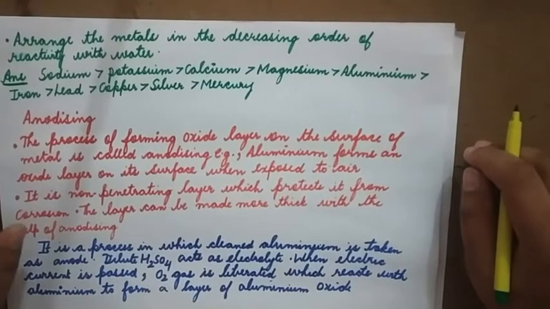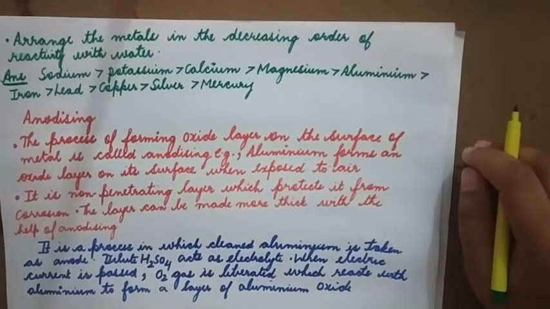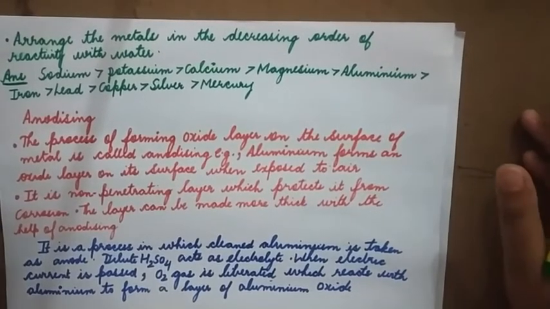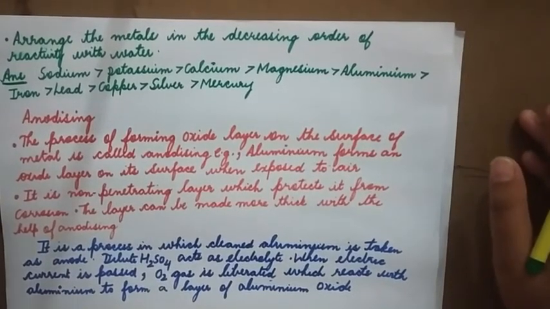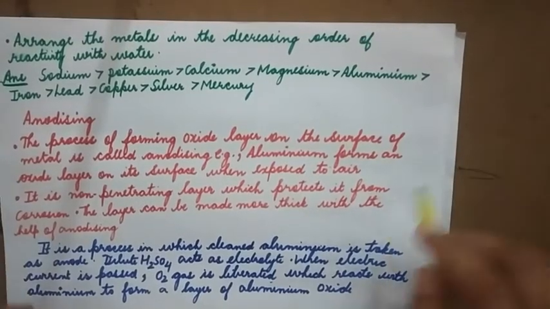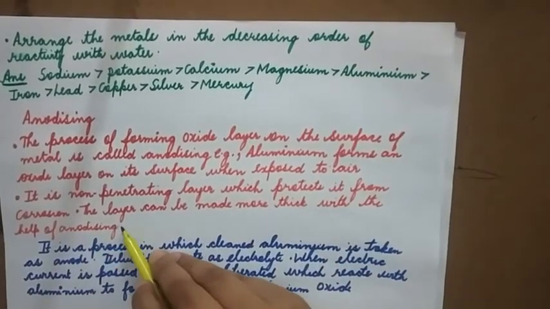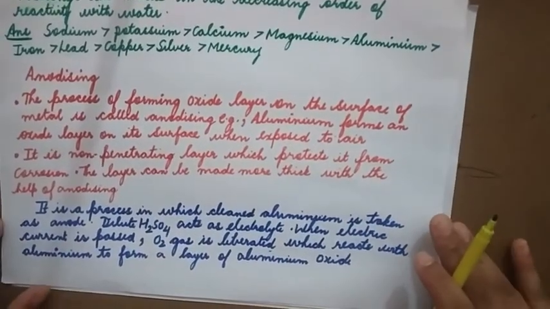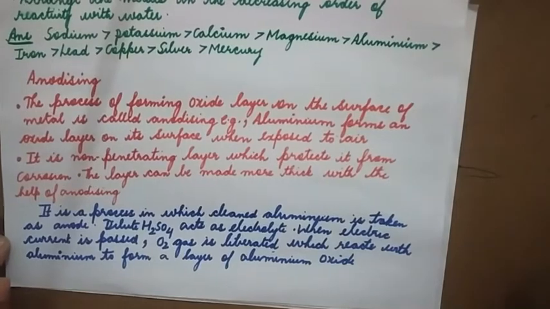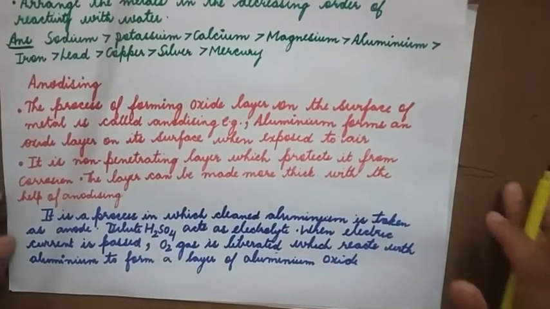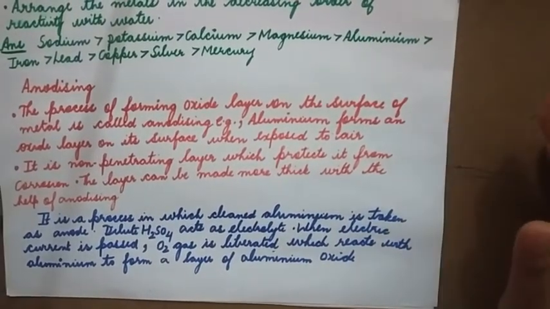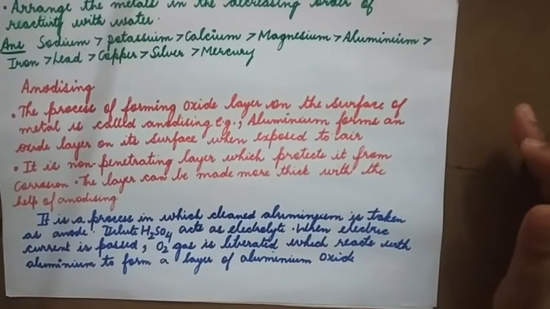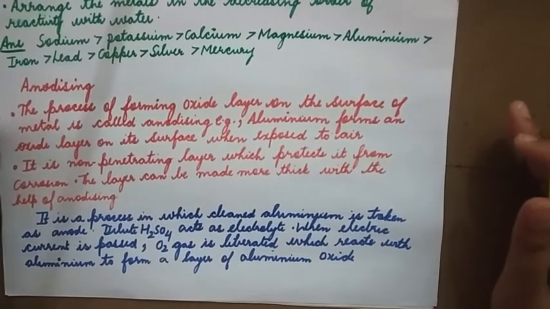When an oxide layer is formed, the reactivity decreases. It does not react with the moisture present in the air. It is a non-penetrating layer which protects it from corrosion. The layer can be made thicker with the help of anodizing. Anodizing is a process by means of which we see to it that an oxide layer is formed on the metal.